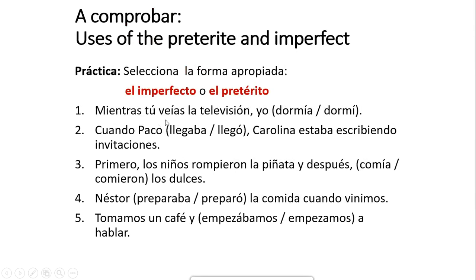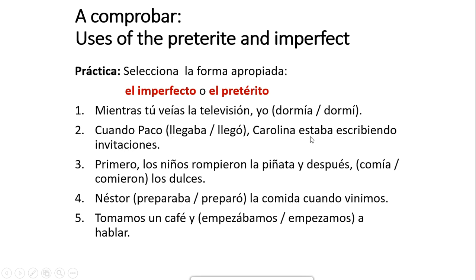Mientras tú veías la televisión, yo dormía. So here we have two simultaneous actions. While you were watching the TV, I was sleeping. Cuando Paco llegó, Carolina estaba escribiendo invitaciones. Okay, so here we have an interrupting action, which is when Paco arrived, and we have the interrupted action, which was Carolina writing invitations.